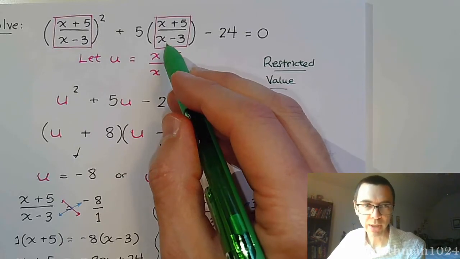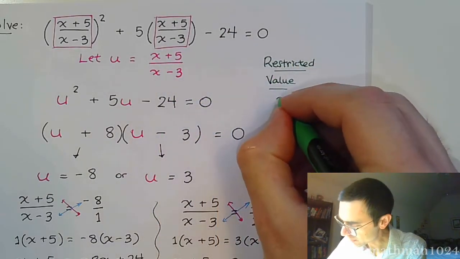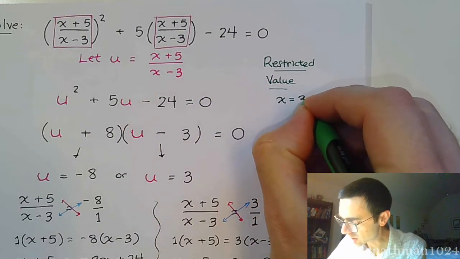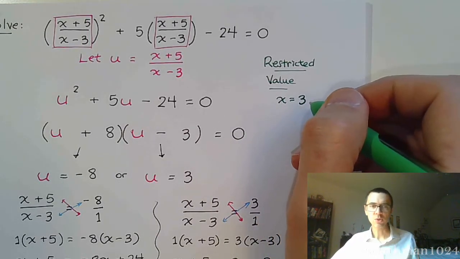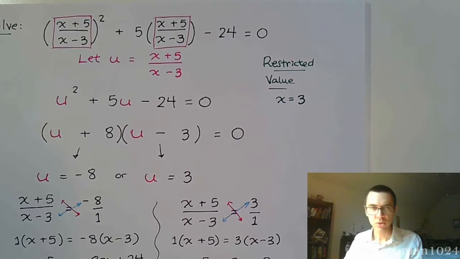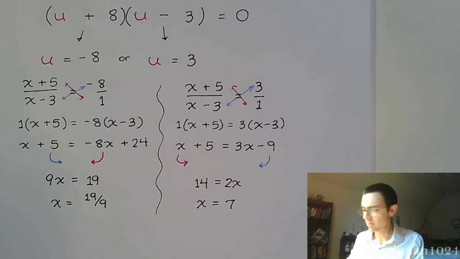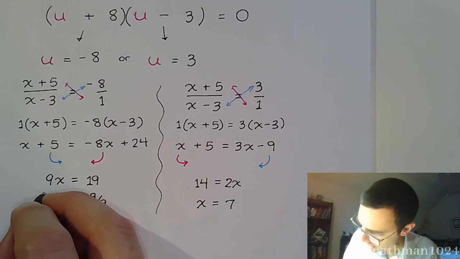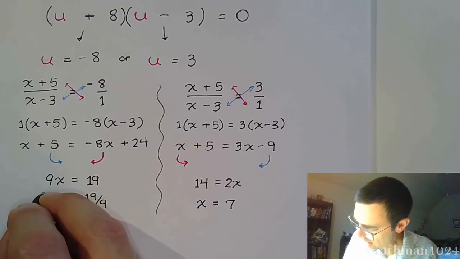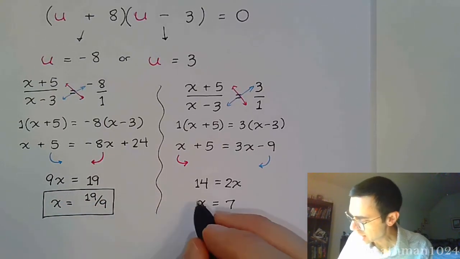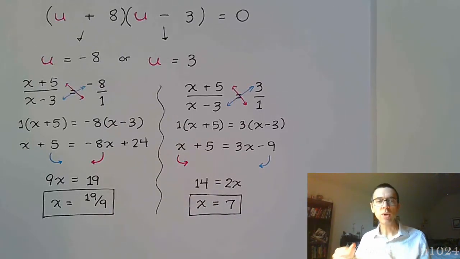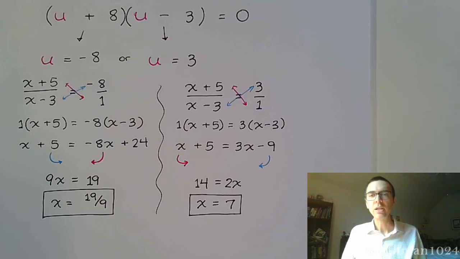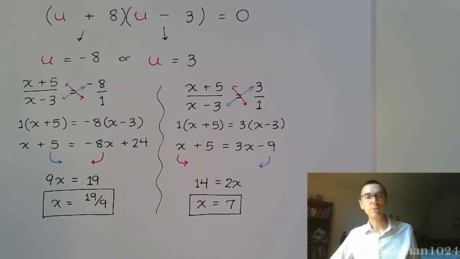And that comes from this denominator. The value of x that would make this denominator equal 0 would be when x equals 3. So we could have any number for a solution as long as we don't have x equals 3. So we came up with 19 over 9. That's not 3, so that's not going to be a problem. And x equals 7. Again, it doesn't equal 3. It won't give us any issues. It won't make us undefined. So both of these solutions are going to be good for us.